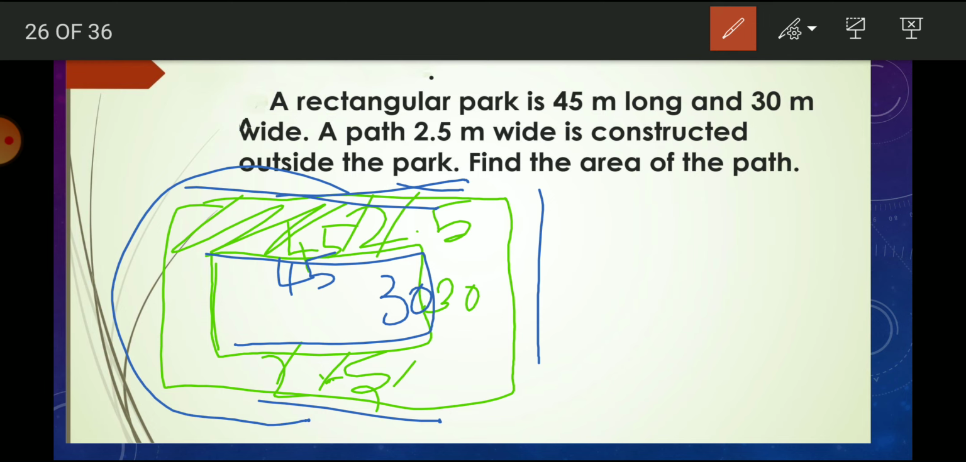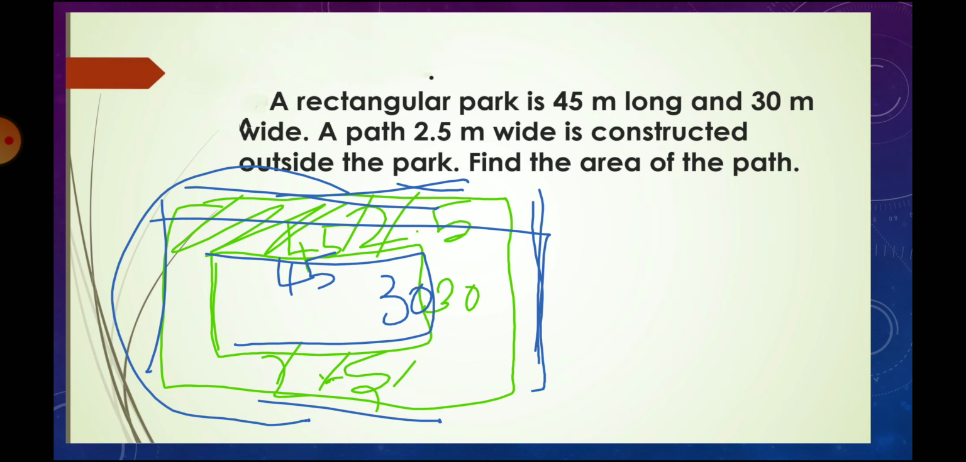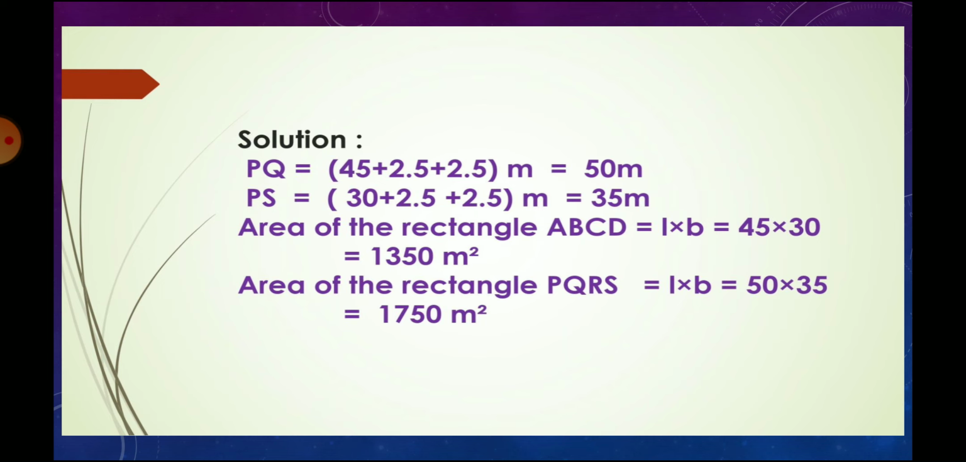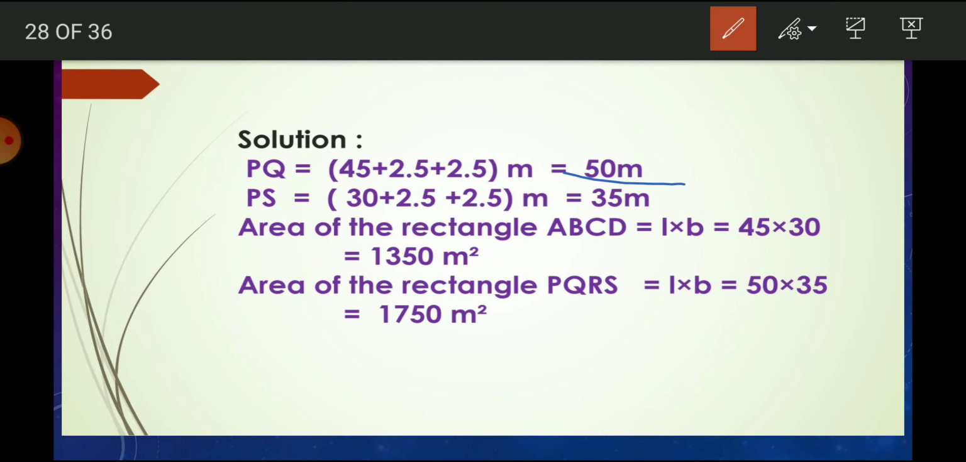with the length value. Similarly, we should add the 2.5 to the breadth side also. So 2 times added to length and breadth. Okay, so that's why we get the 50 and the 35. Okay, here the 50 and 35.